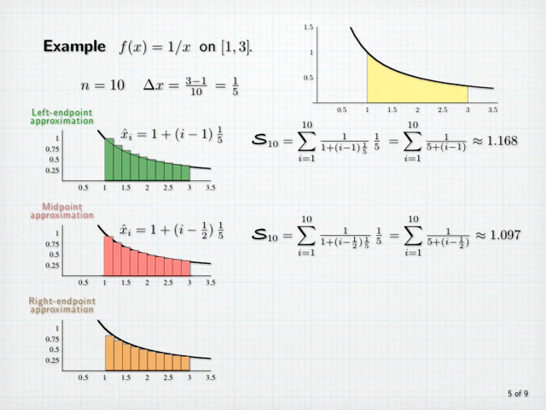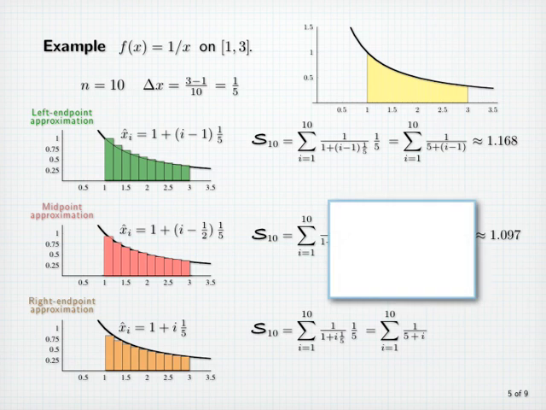Now let's calculate the right endpoint approximation with n equals 10. Here, x hat sub i is simply 1 plus i times 1/5. And so S10, for this choice of x hat sub i, is just the sum from i equals 1 to 10 of 1 over (1 plus i times 1/5) times 1/5. That summand simplifies and gives us the sum from i equals 1 to 10 of 1 over (5 plus i). So we go to the calculator and compute that sum and find that it is approximately 1.035.